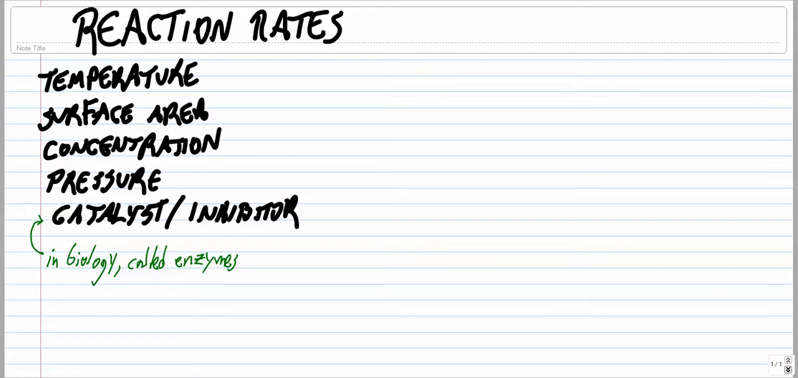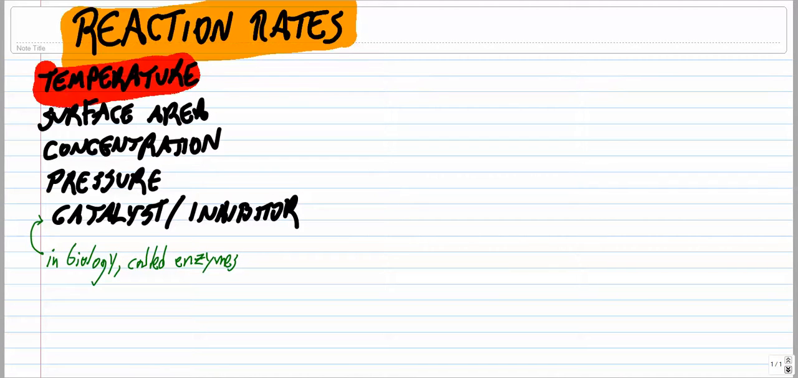Alright, here we go. This video is about reaction rates and things that make chemical reactions happen more quickly or more slowly. So let's start with temperature. Temperature is going to be pretty easy to understand, and rather than writing a bunch of words in this video, I'm going to try and use as many pictures as I can, or as many drawings.